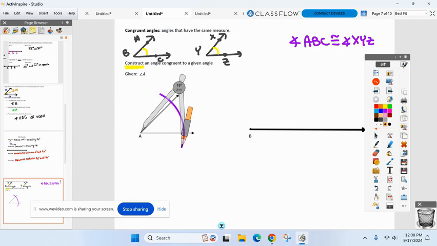And then keep your compass opening the same. Don't open or close it afterwards. Leave it. Let it be. Come on over to the ray. Come on over to point B, and make an arc that intersects your ray.